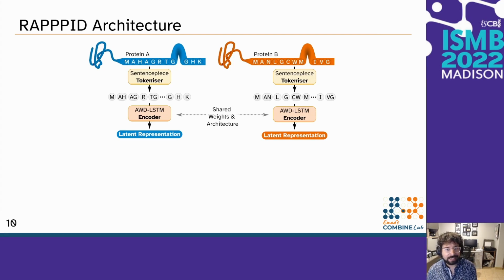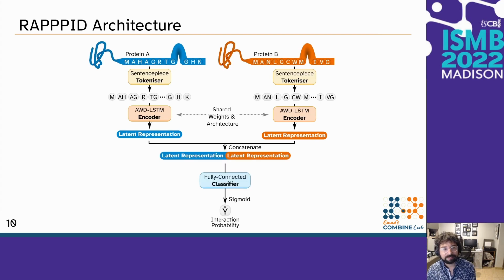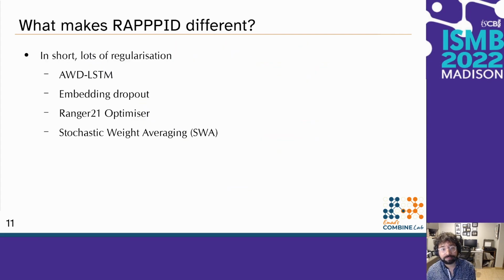This is a standard LSTM encoder that employs a number of regularization techniques that are appropriate for LSTM models. RAPPPID is a twin architecture, which means the weights and architecture of the encoders are shared for both protein A and protein B. The output of the encoder is then used as a hidden representation of both protein A and protein B. These representations are then concatenated and passed to a fully connected classifier network, which outputs a float between 0 and 1, predicting interaction.